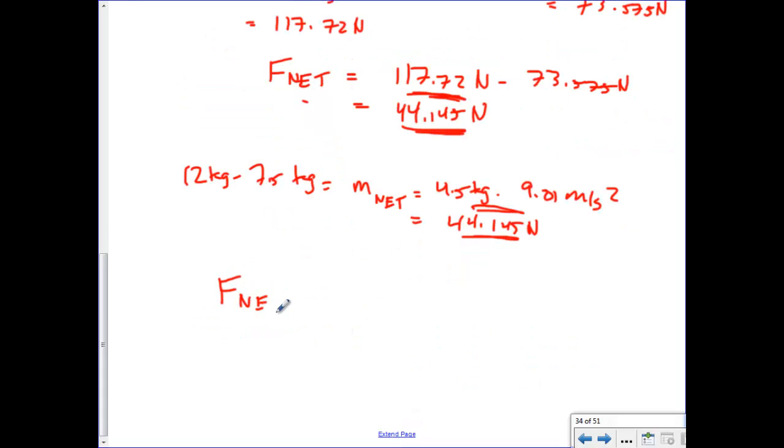Okay, well now that we know that our F net is equal to 44.145, it's equal to mass times acceleration. Now we can find our acceleration. So your F net is 44.145. What mass are we using? I'm using both together. The combined mass. Yeah, this has to be the mass of the system. It has to be the total mass of the system along with the net force of the system to find the acceleration of, again, the system.